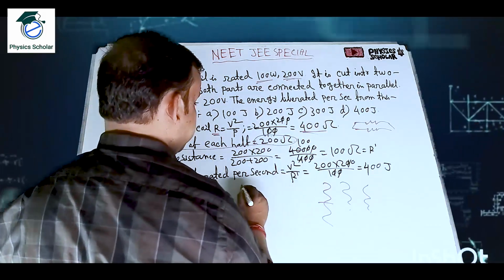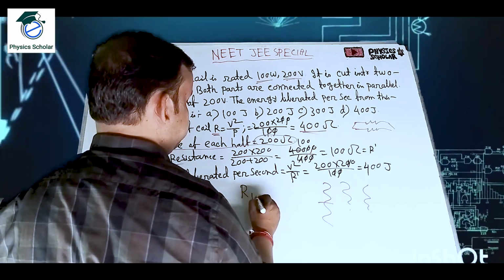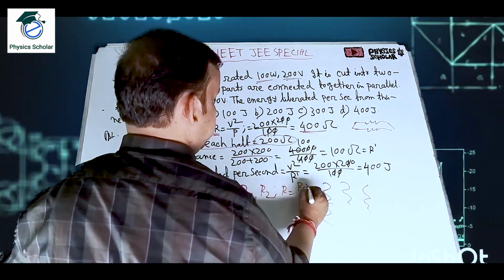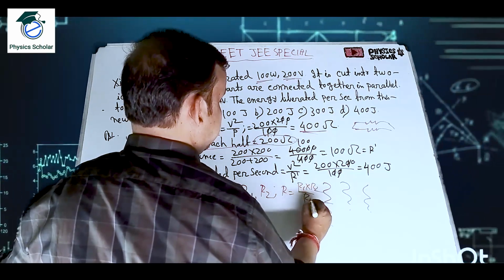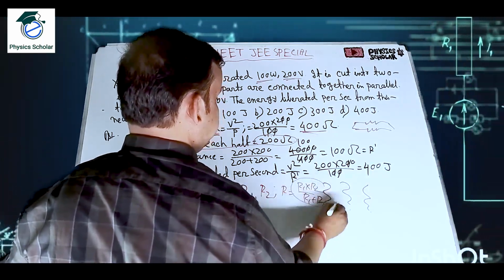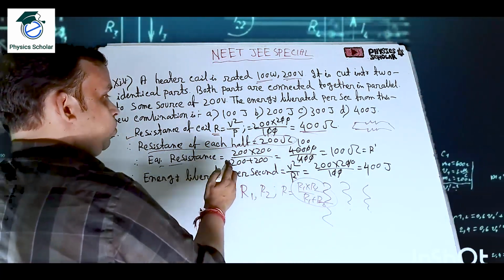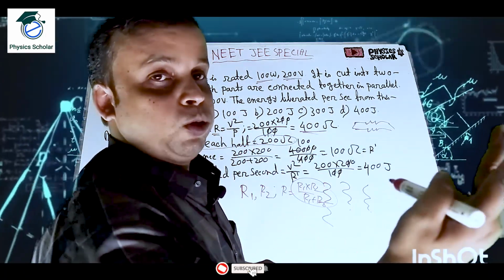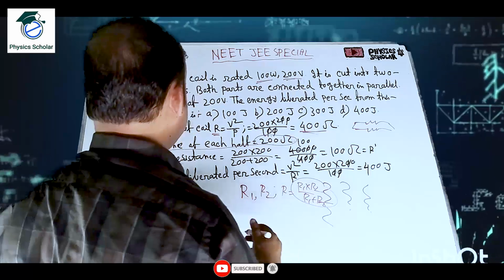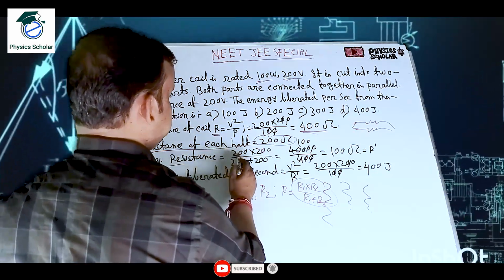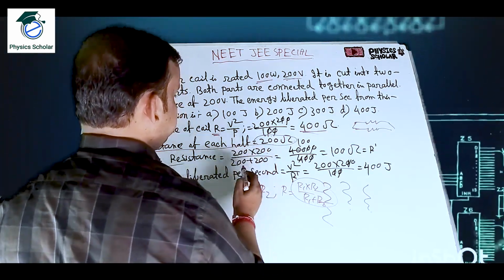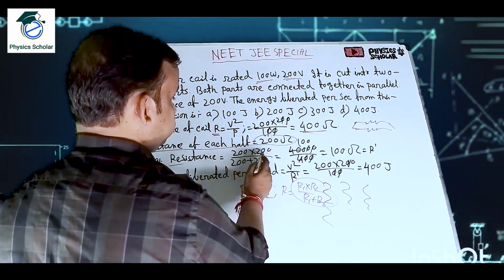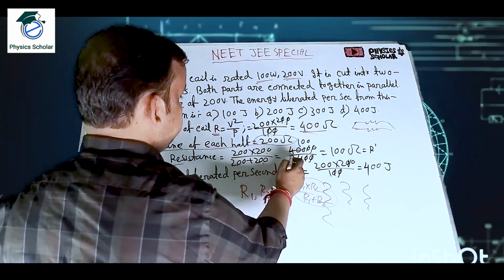If two resistances are connected in parallel, the equivalent resistance: if the two resistors R1 and R2 are there, the equivalent resistance R is equal to R1 into R2 divided by R1 plus R2. So we are using the formula: product divided by their sum. Clear? So 200 into 200 by 200 plus 200, as the two resistances are of the same value, 200 each. So it will be what?